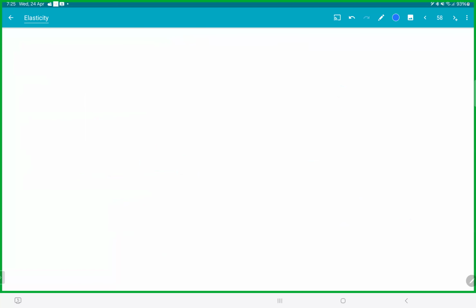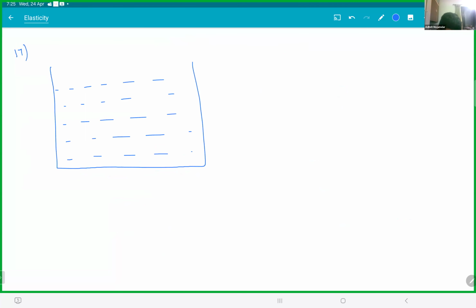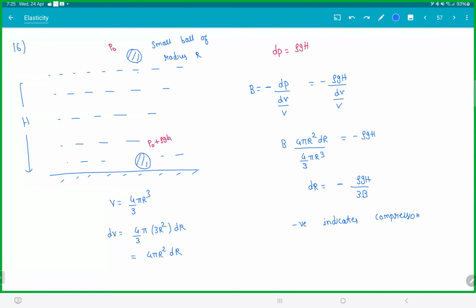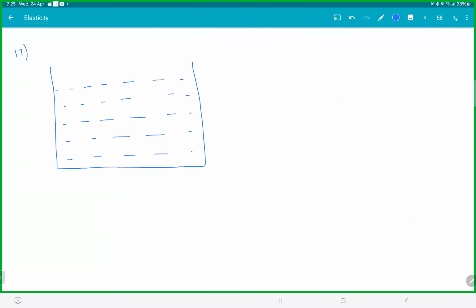Next one is even better. We have a container filled with liquid. So in the previous question, that thing will be dr by r. You're right, one r will come extra. I forgot an r.